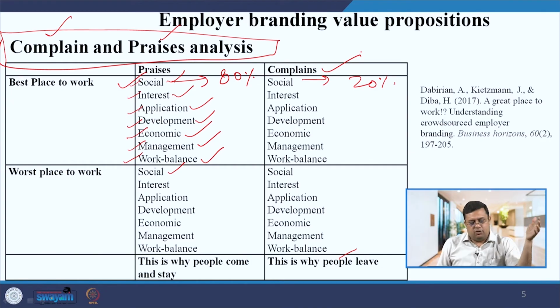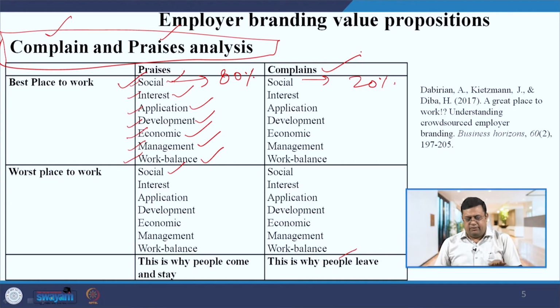If you want to make it strong, then you have to think about what they are praising and what they are complaining about. For the employees who are making complaints for some reasons, you have to think about how you can improve those things inside the organization. That is what will help you retain your employees within the organization, as well as develop a strong employer brand.